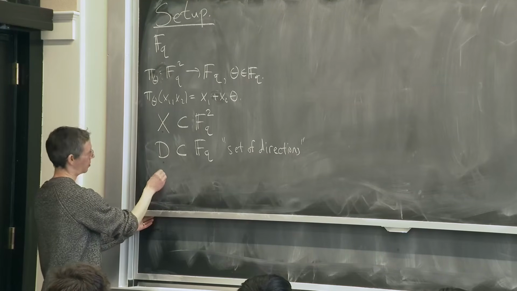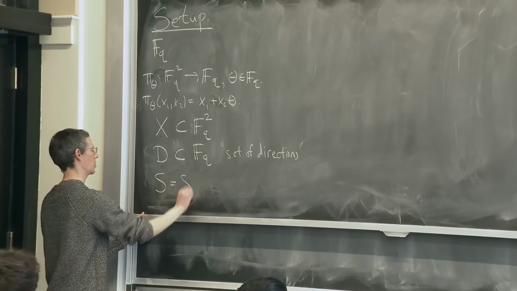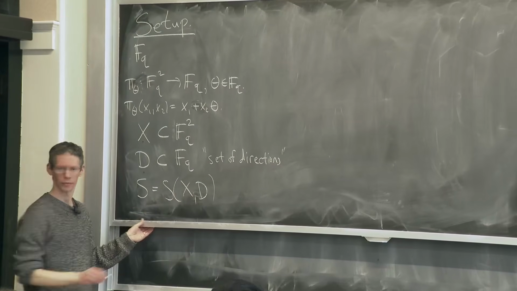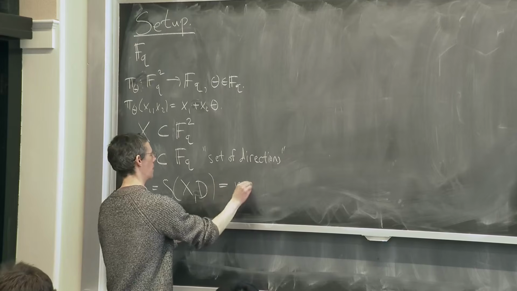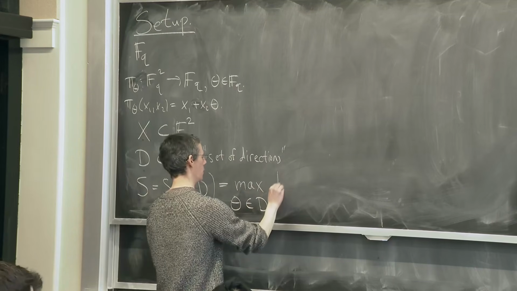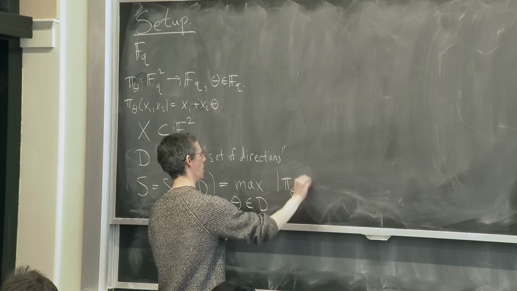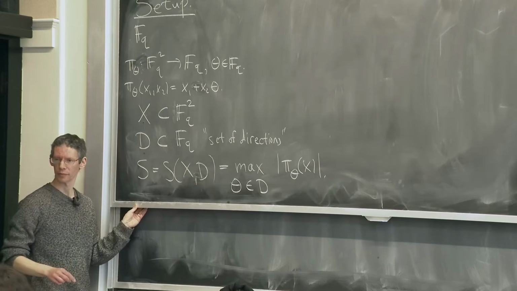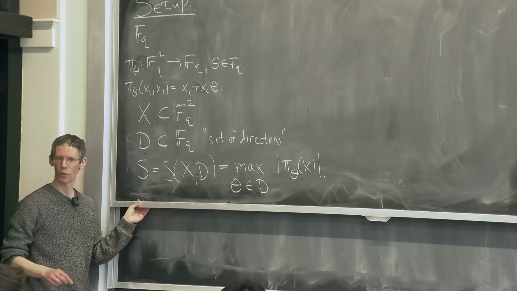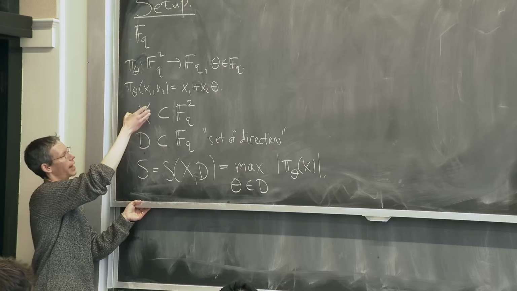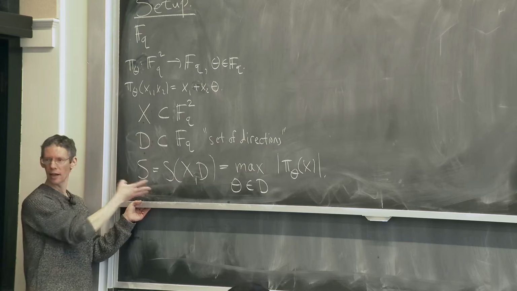And the thing I'll measure, I'll call it S, which depends on X and D, is the size of the biggest projection. So it's the maximum over theta in D of the size of pi theta of X. OK. So one thing we study in projection theory is we like to understand for different sizes of X and D, what can we say about S?